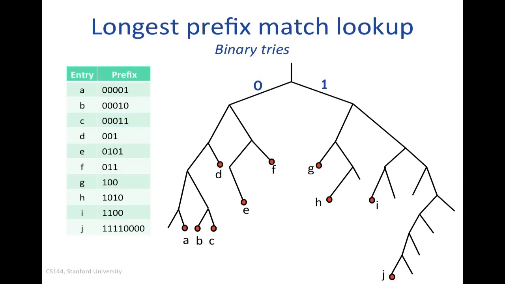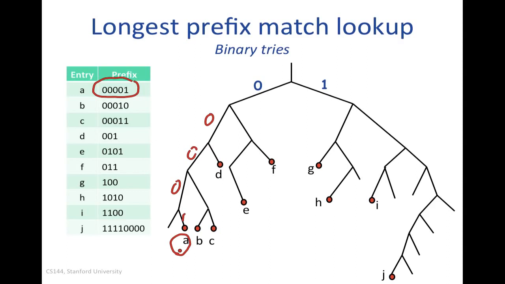Because the matching of an incoming address is going to have variable length, we need a data structure to hold variable length entries. The way this data structure holds these entries is, let's take 00001. This is 0, 0, 0, 0, and then 1. In other words, we take the left branch for a 0 and the right branch for a 1. And so we store this entry A at the leaf corresponding to that entry.